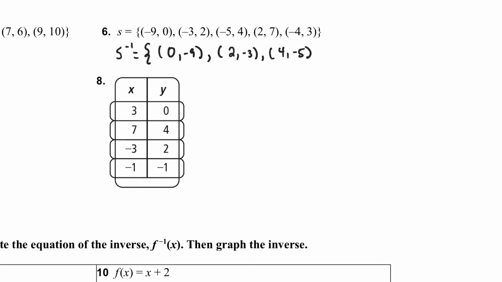We have the ordered pair 2, 7, so that's 7, 2. And then we have the ordered pair -4, 3, so it's going to be 3, -4. And so there's our inverse relation. Now we will check the x value, and do we have any x value that is paired with a different y value? In this case, it's no. So here, the inverse is a function.